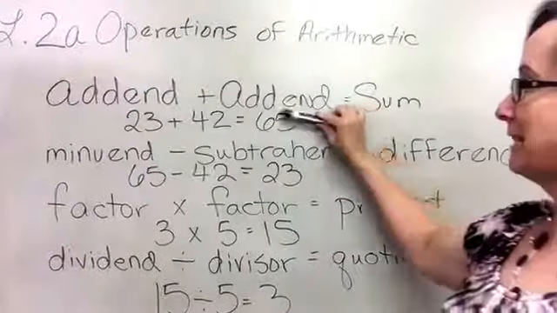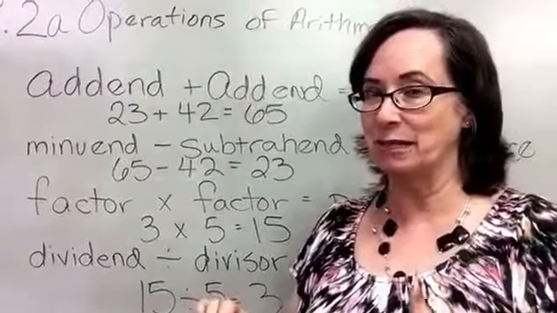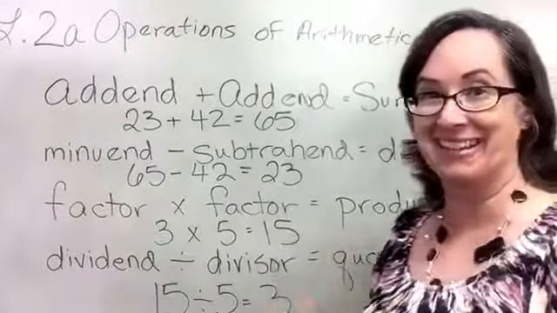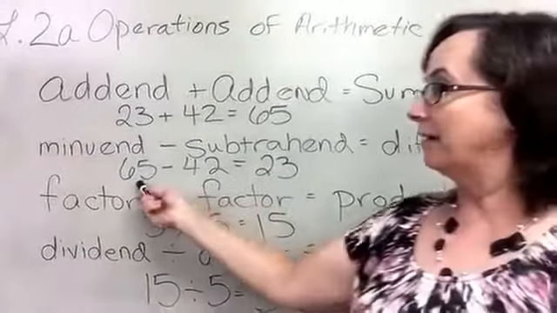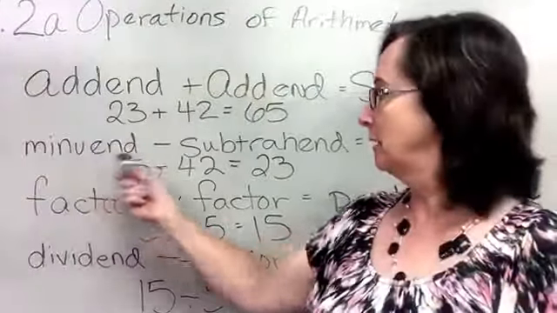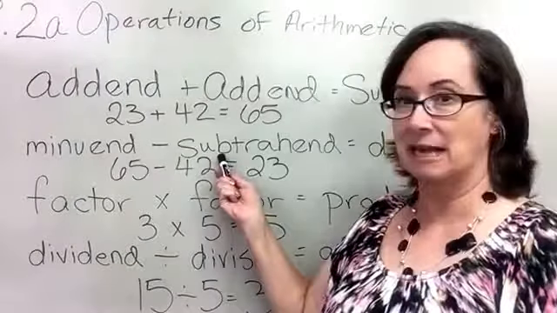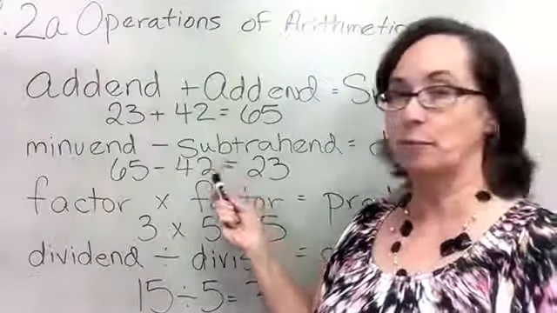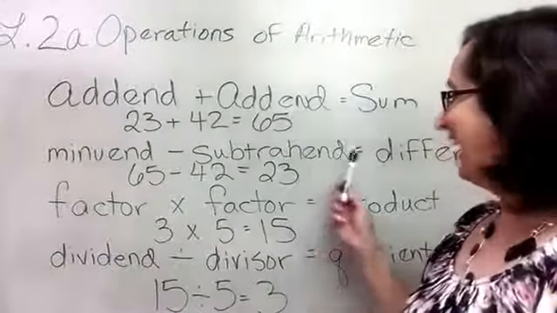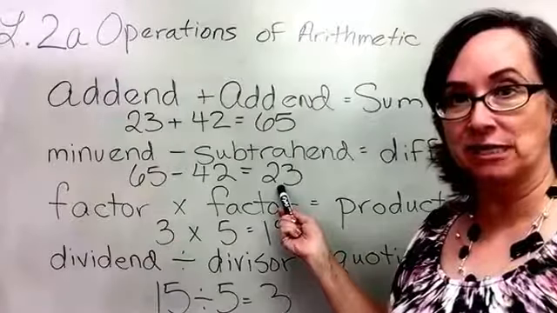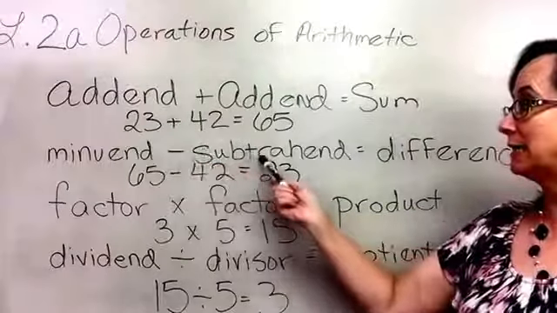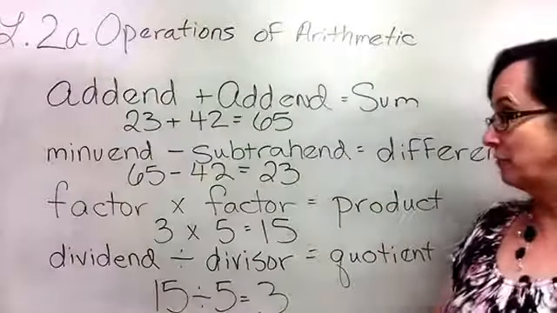Now, if I take that same problem and undo it with subtraction, I get 65 take away 42 is 23, don't I? Okay, so here the minuend is the number we are subtracting from. 42 is the subtrahend. It is the number that we are subtracting from another number, the minuend. And this is called the difference. 23 is the difference. So it is minuend minus subtrahend equals the difference.